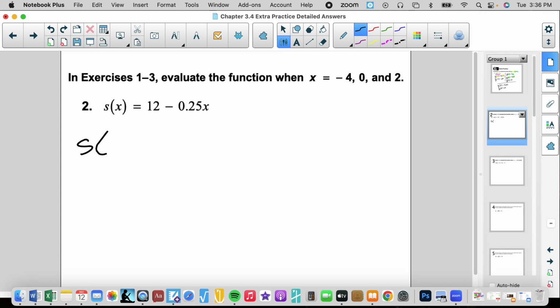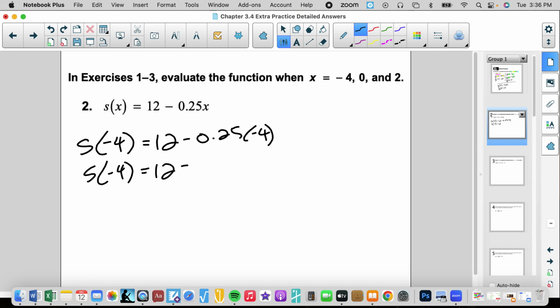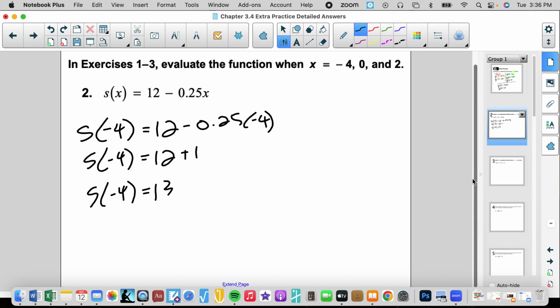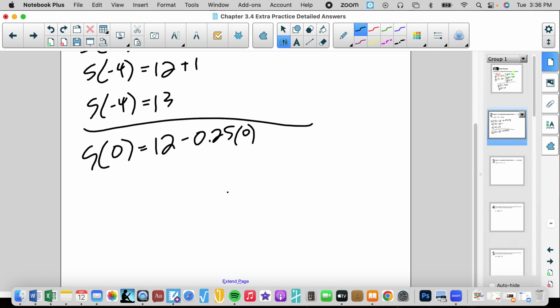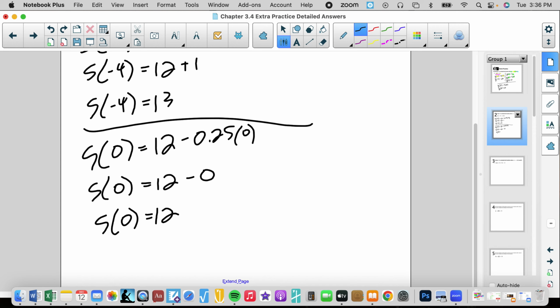So s of -4 equals 12 minus 0.25 times -4. s of -4 equals 12 plus 1. And s of -4 equals 13. We're going to plug in 0 for our next function. s of 0 equals 12 minus 0.25 times 0. s of 0 equals 12 minus 0. s of 0 equals 12.